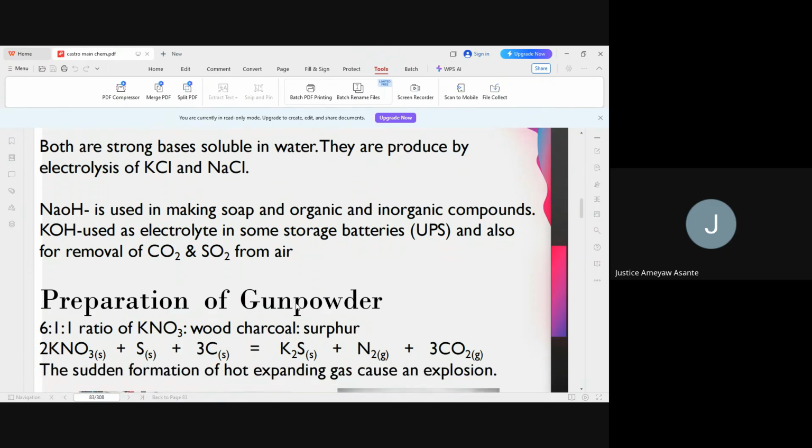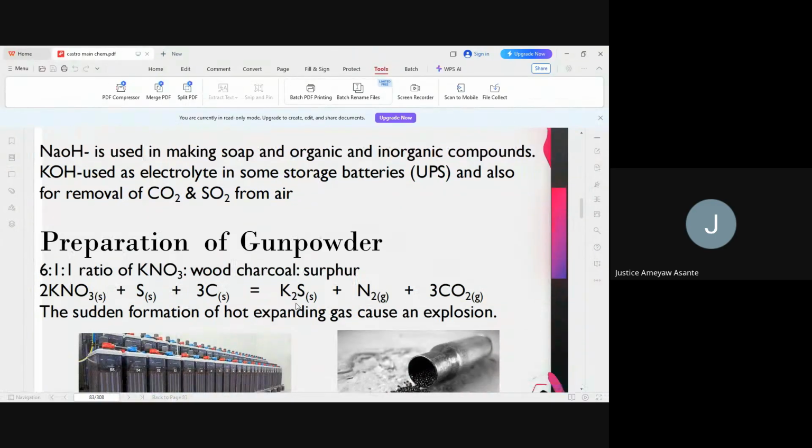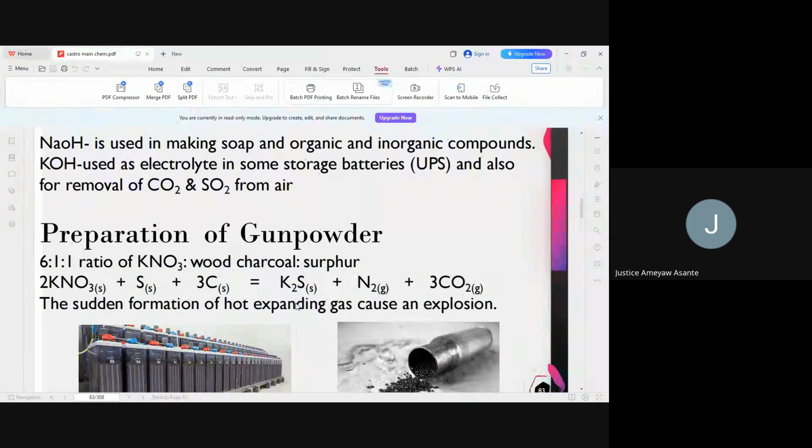Potassium hydroxide is also used as electrolyte in batteries. And it's also used to remove carbon dioxide and sulfur from air. So if you want to purify the air, you go for potassium hydroxide because when it is there, it absorbs carbon dioxide to form potassium carbonate. Then you can also absorb sulfur to form potassium sulfate.